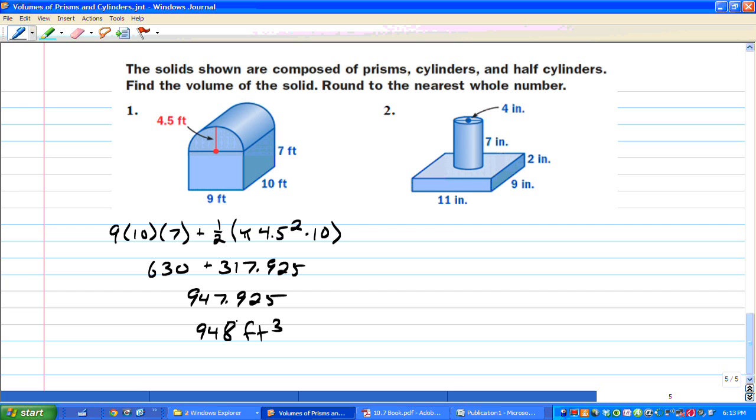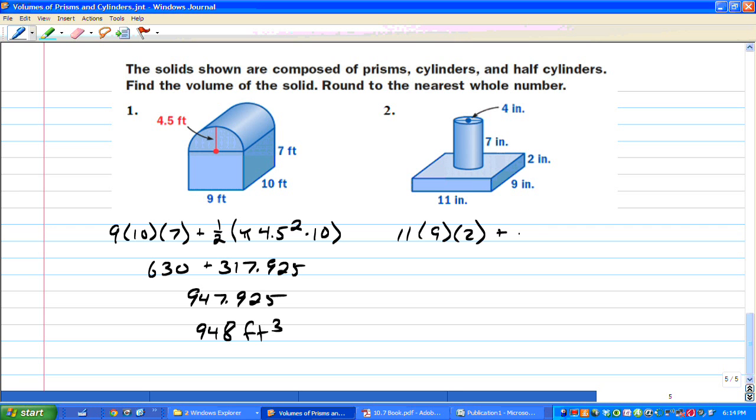The next one is very similar. We have a base that looks like a pizza box. We have 11 by 9 by 2. That'll give me the volume of the bottom part plus the volume of the cylinder that's sitting on top. Maybe that's a can of Coke, a really big one. Maybe it's a Monster Energy drink with a pizza.